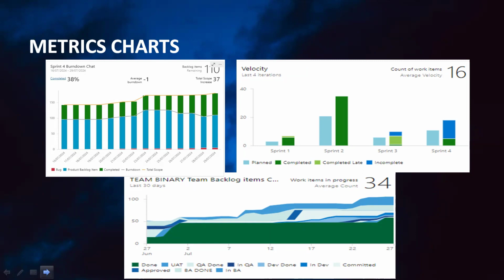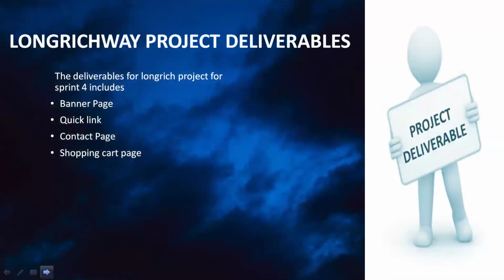Then we also used cumulative charts to track our work in progress. We also use it to track how many tasks are in each stage of the workflow. Then we also use our cumulative flow to get more information, such as the backlog tasks, work in progress, and work completed, as you can see within the diagram. Next slide, please. Then the Longreach project deliverables. The deliverables for the Longreach project for Sprint 4 include the banner page, the quick link, the contact page, the shopping cart page. Next slide.